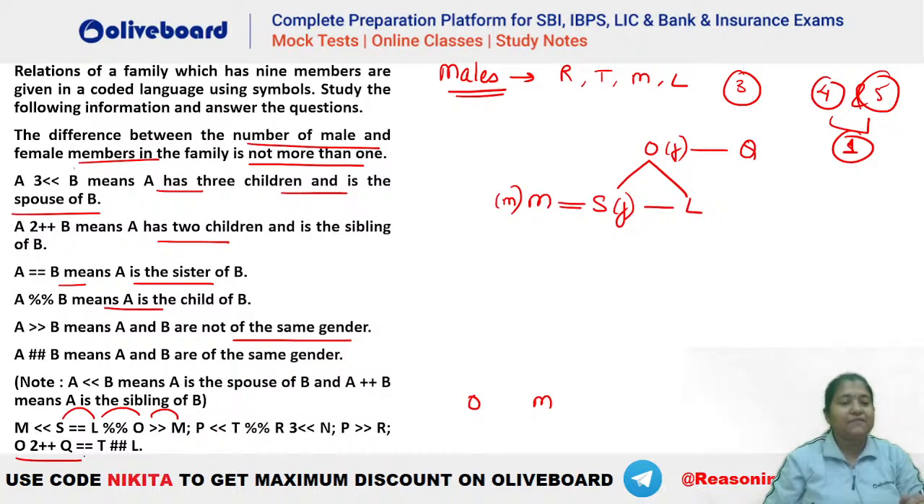Let's see. Then we have Q equal to T. Equal to means sister. So Q is the sister of T. So Q is a female person. She is the sister of T. Something like this. Okay. So you can see we are getting this kind of a situation here.